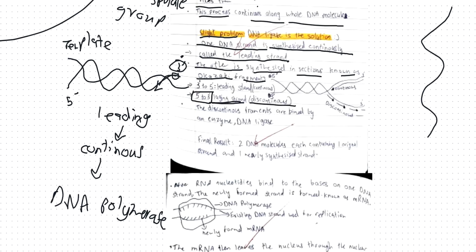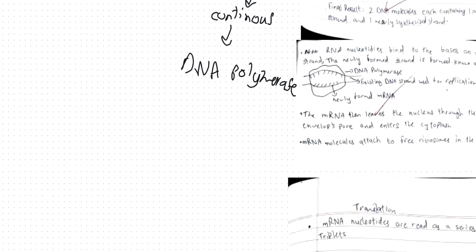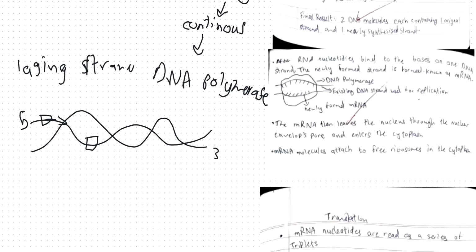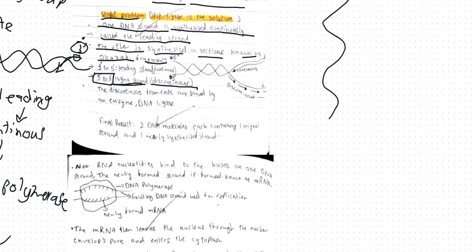So in the discontinuous fragment, which is from 5 to 3, this type of fragment is called the lagging strand, or the Okazaki fragments. In this type of strand, you'll not have continuous hydrogen bond formation. The DNA polymerase in the lagging strand is unable to continuously form hydrogen bonds. So to fix this problem, to fix these discontinuous fragments, you'll have DNA ligase.